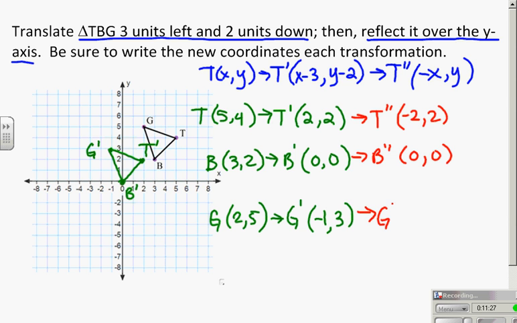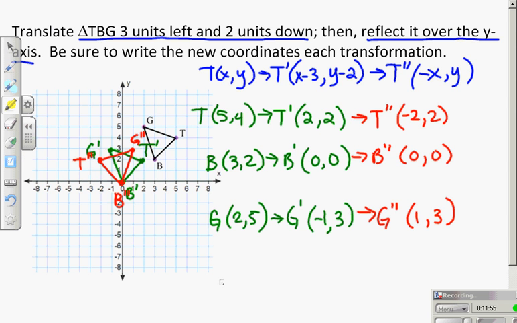B double prime will stay at 0, 0. Any point on a reflective line will stay on the reflecting line. And G double prime will be at 1, 3. And if I graph this one in red, negative 2, 2, T double prime, B double prime, and 1, 3, G double prime, we see our picture has been flipped over the y-axis pretty clearly.